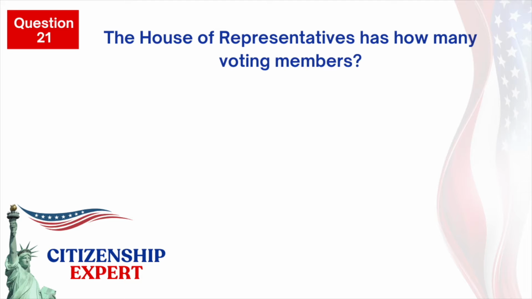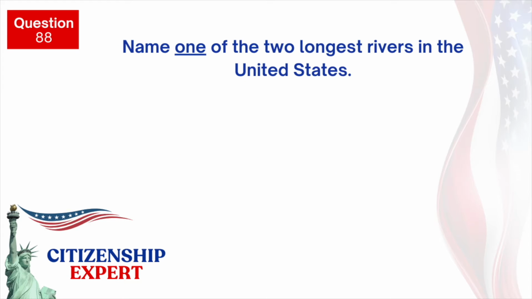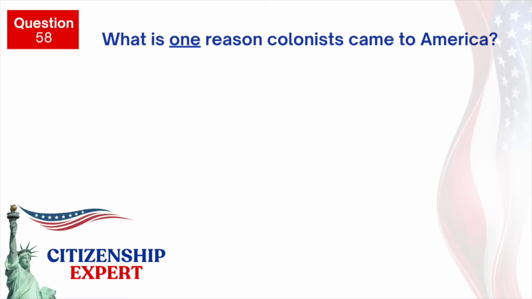The House of Representatives has how many voting members? 435. Name one of the longest rivers in the United States. Missouri River. What is one reason colonists came to America? Freedom.